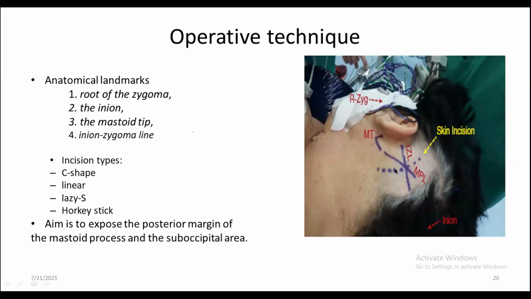An incision will now be made passing through that junction. There are different incisions that can be made: the C shape, the linear, the lazy S, and then the hockey stick incision. Whichever incision is made, the aim is to expose the posterior margin of the mastoid process and then the suboccipital area. However, care is supposed to be taken to prevent injury to the lesser occipital nerve. If injury to the lesser occipital nerve is incurred during surgery, the two ends of the nerve are usually tagged and left with a suture. After the surgery, it is usually anastomosed and repaired.